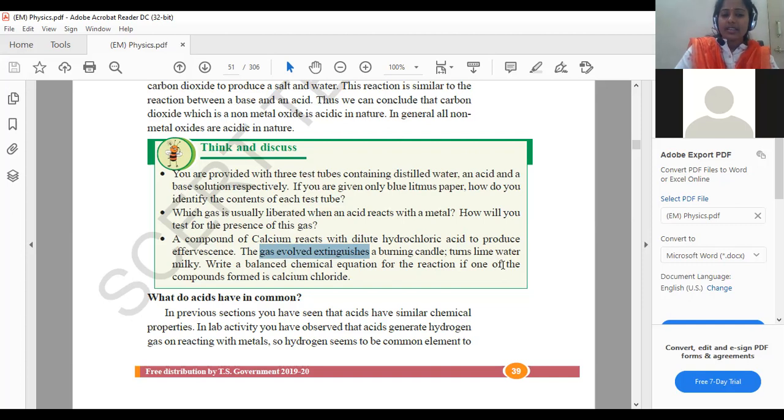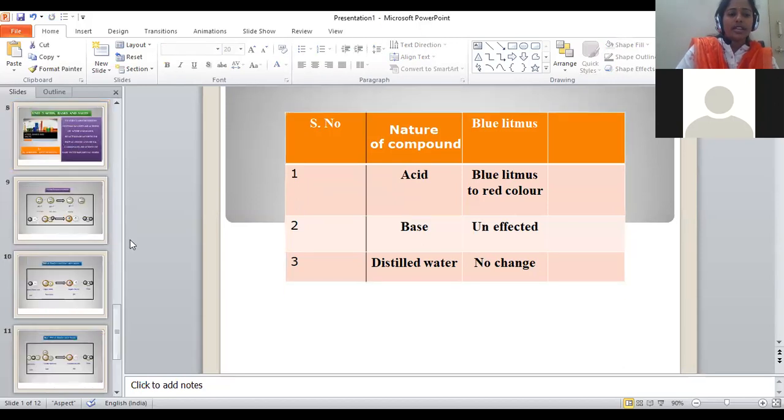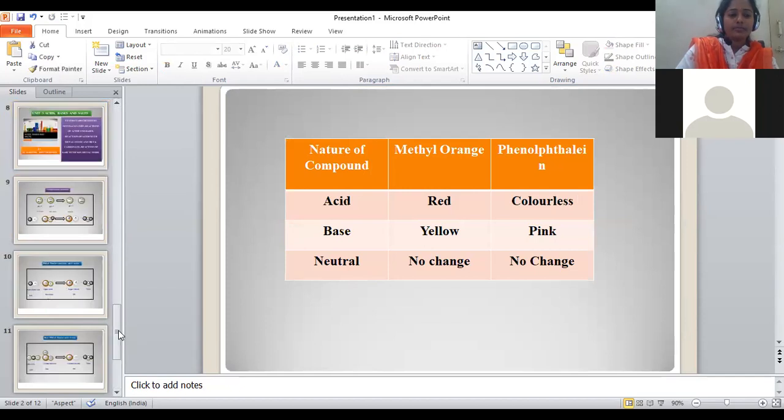And this gas can be confirmed by lime water. Whenever it passes through lime water, you can observe a milky white precipitate appearing in the test tube, right? Based on that, we have to find out the starting material. So let us go to our chemical equation part. In this, we can predict the suitable reaction possibility.